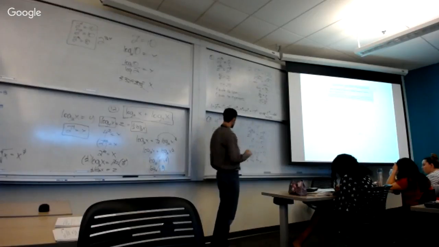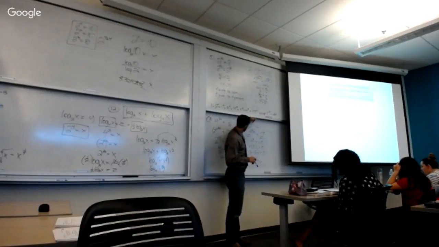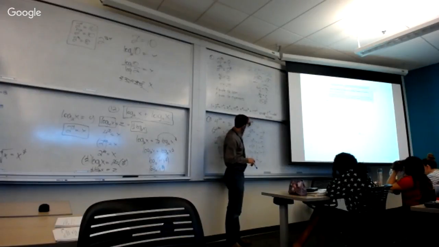You can sit there and try them all out. You plug in 0, 0 minus 0 is 0, 2 to the power of 0 is 1. Plug in 1, 1 minus 1 is 0, 2 to the 0 is 1. And plug in negative 1, negative 1 cubed is negative 1, minus negative 1 is plus 1, negative 1 plus 1 is 0, 2 to the 0 is 1. So there were in fact 3 answers to that.